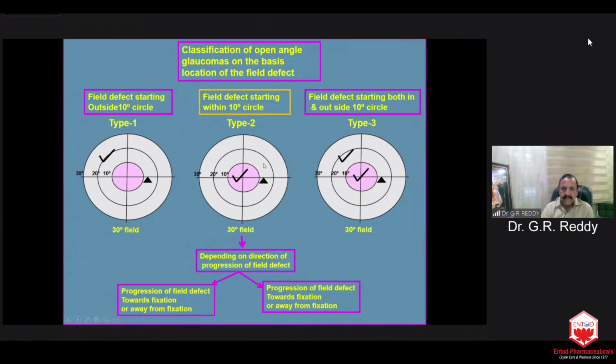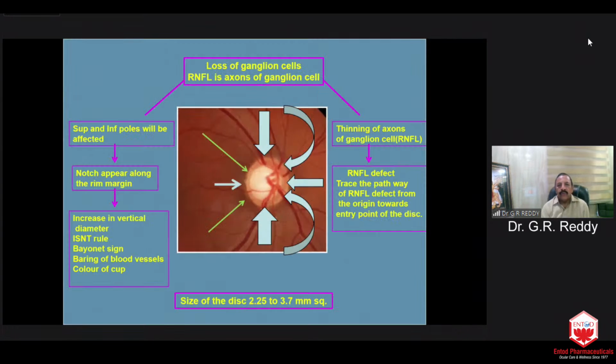As you know, basically glaucoma is the loss of ganglion cells, which will be reflected in the optic nerve head. And most of the fibers enter following the ISNT rule: more fibers enter the inferior pole than the superior pole, the superior pole more than the nasal side, and the nasal side more than the temporal side, following the ISNT rule.